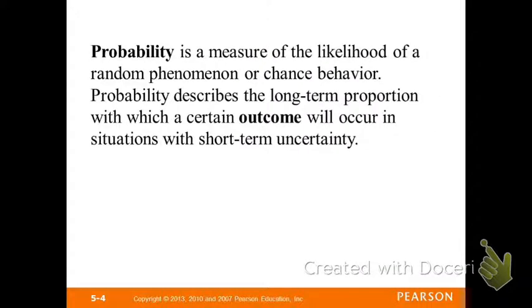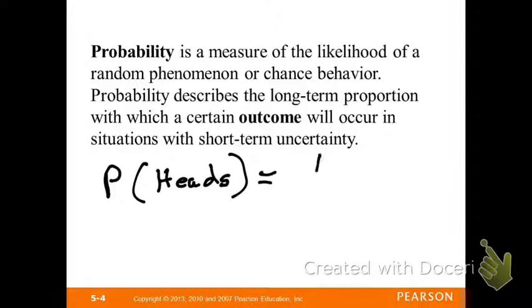So let's define what probability is to begin with. Probability is a measure of the likelihood of a random phenomenon or chance behavior. So probability describes the long-term proportion with which a certain outcome will occur in situations with short-term uncertainty. An example of this, it sounds like a really complicated thing, but we could ask, what is the probability of heads when flipping a fair coin? The probability of heads is 1 out of 2 because there's 1 head and 2 total outcomes. So that's a probability, the measure of the likelihood of a random phenomenon.